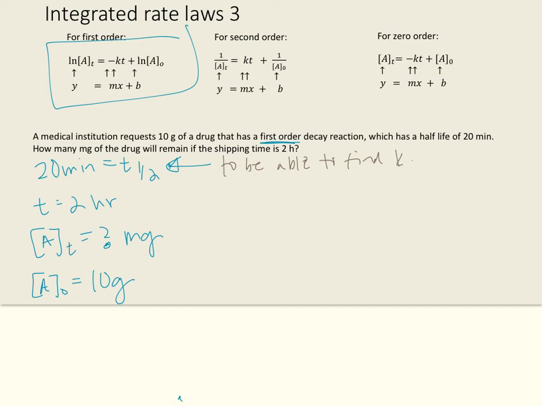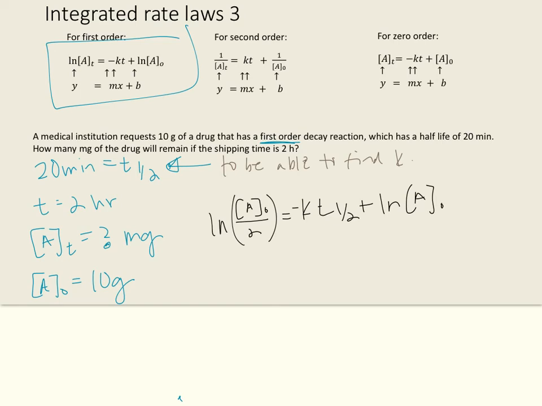But if it's a half-life, that means that enough time has gone by to where your concentration is half of what it was initially. So if a half-life has gone by, the natural log of A at t becomes A naught divided by 2. So that's half of what we started with, would be equal to negative K times the half-life, plus the natural log of A naught.